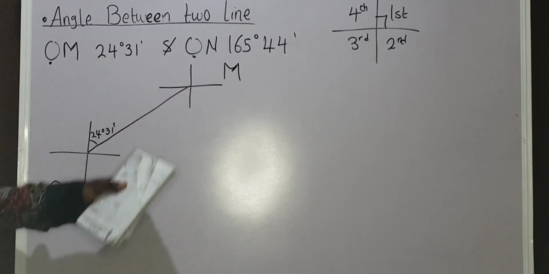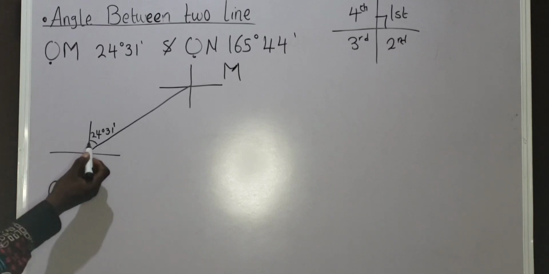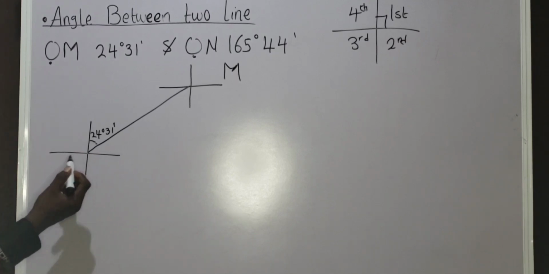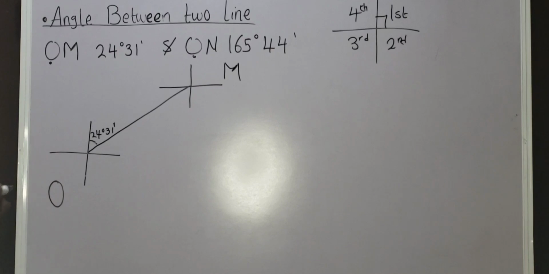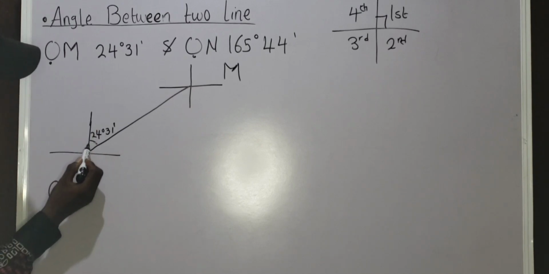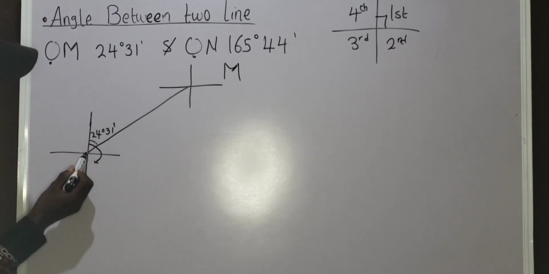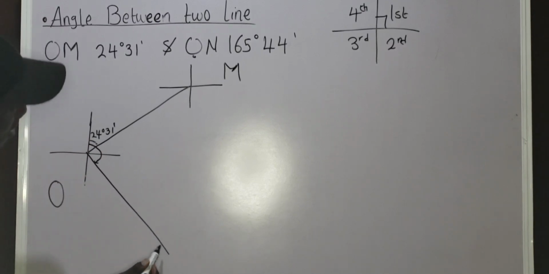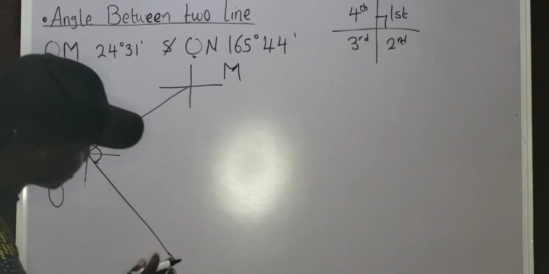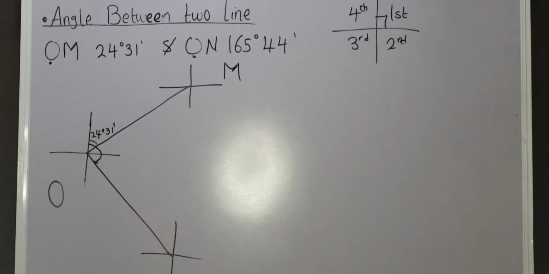Now let's proceed to construct line ON. Line ON is 165 degrees 44 minutes. So from this point to this point, line ON will be in the second quadrant because the bearing is greater than 90 degrees. So it will be around this side. It will cover around this side. You understand? It's almost close to 180 degrees. So this is line ON. Let me call this OM. Do you understand? So now let us proceed.